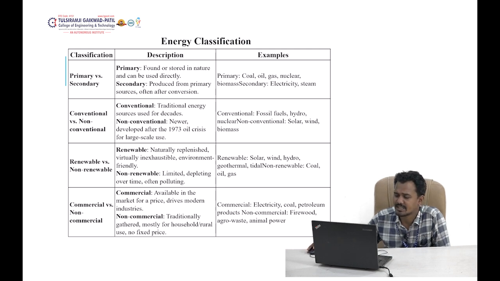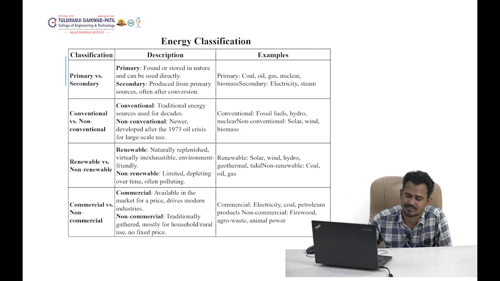And the last classification is commercial versus non-commercial. Commercial is available in the market, while non-commercial is traditionally gathered, or used at homes. You can see the examples, like electricity, coal, petroleum, these are commercial. Non-commercial are firewood, agro waste, animal waste. So this is the classification of energy.